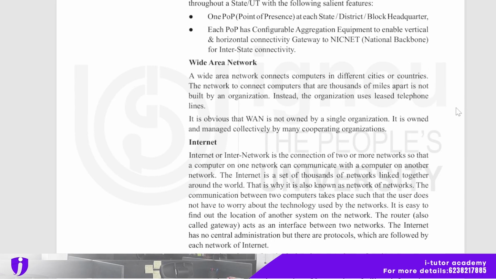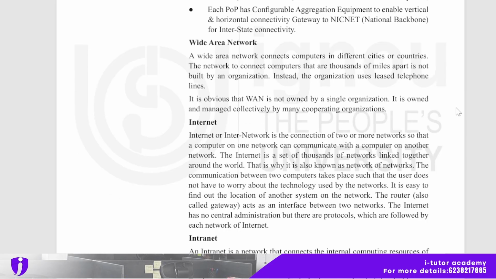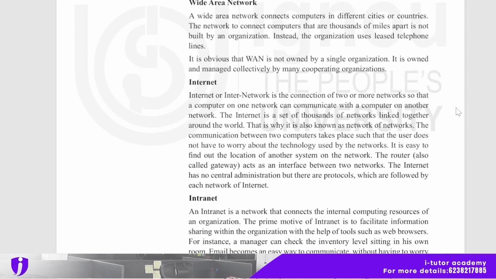The internet, or internetwork, is the connection of two or more networks so that the computers on one network can communicate with the computers on another network. The internet is a set of thousands of networks linked together around the world. That is why it is also known as the network of networks. Intranet. An intranet is a network that connects the internal computing resources of an organization.